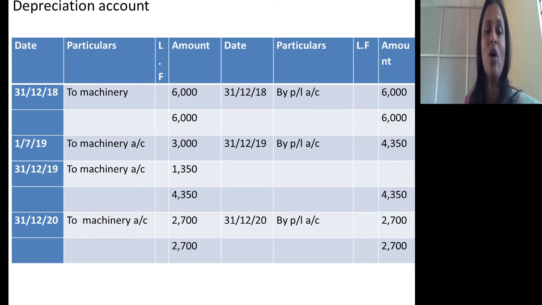Look at the depreciation account. It's an expense account, should be debited, and the concerned asset should be credited as and when we charge depreciation. On 31/12/2018 we charged depreciation. On 1/7 next year and 31/12/2019 next year, twice we charged, once for the sold machinery, other for the new machinery, and the last year on 31/12/2020 we charged depreciation of 2,700. Every year, whatever depreciation we charge, we close by transferring it to profit and loss account. The journal entry was profit and loss account debit to depreciation account.